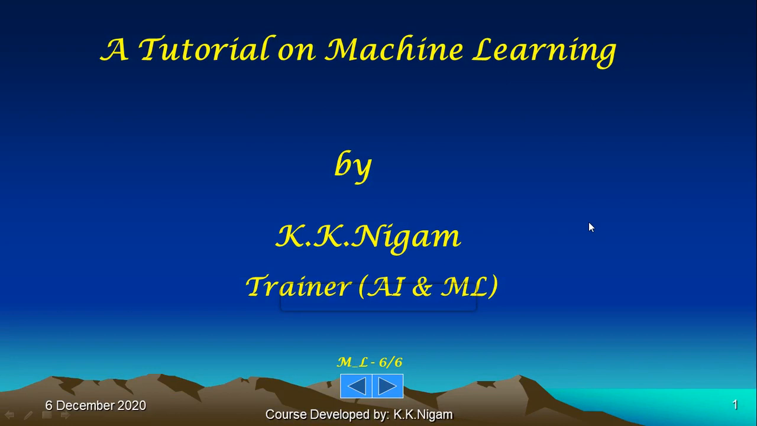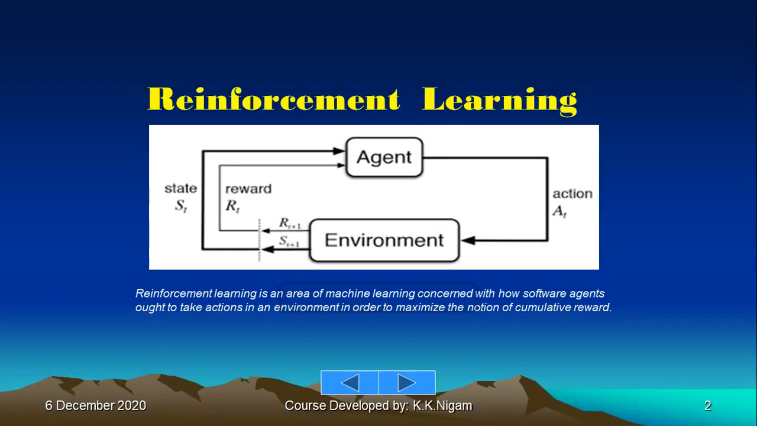So let's start with the last tutorial on machine learning. Now here we are going to discuss reinforcement learning. Reinforcement learning is an area of machine learning concerned with how software agents ought to take actions in an environment in order to maximize the notion of cumulative reward.